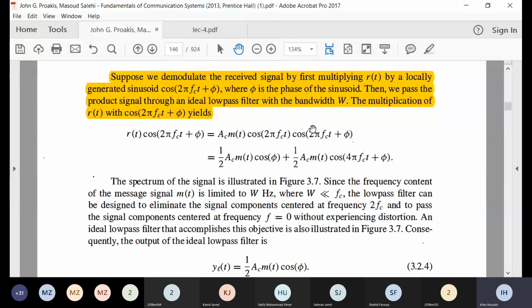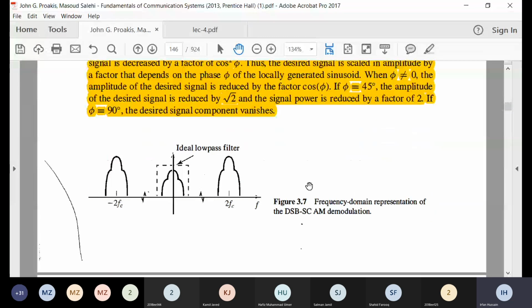Again, you can apply the cosine formula, cos alpha plus beta and plus cos alpha minus beta. So cos alpha plus beta will give me cos(4πfct + φ), while cos alpha minus beta, you know, this 2 cancels and will just give me cos φ. So you will be getting these two signals, and its spectrum is also shown in figure 3.7.